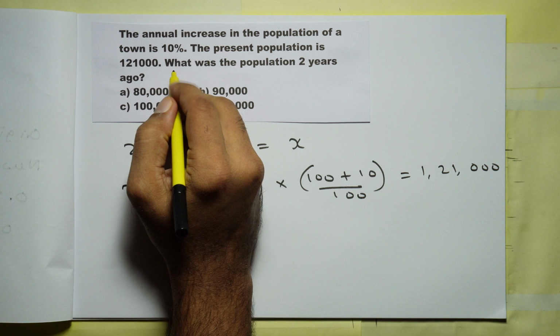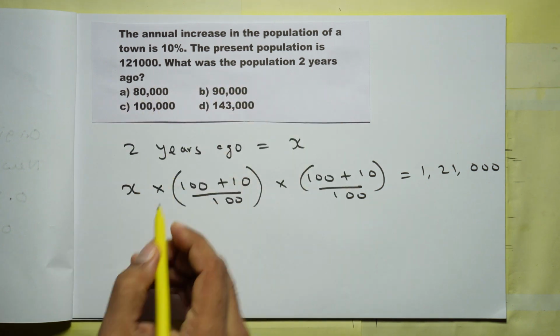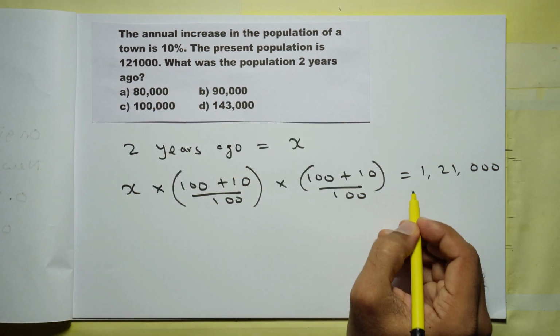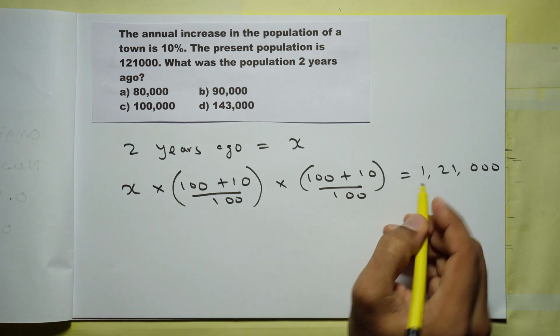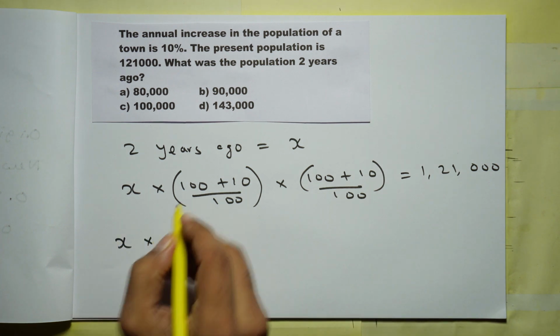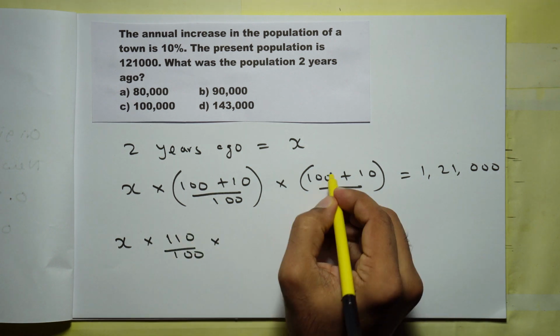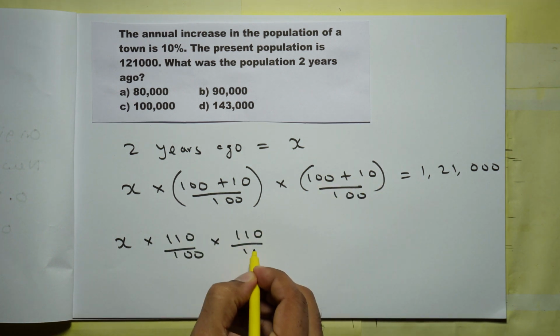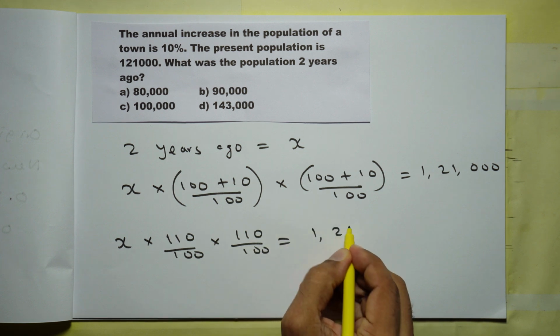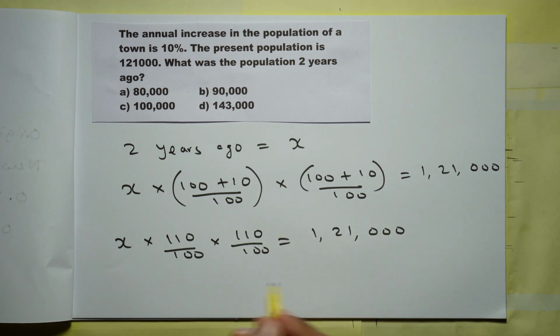1,21,000. Now the question is, what was the population 2 years ago? That is X. So X is what we need to find out. We'll find out from this equation. So that will be X into 100 plus 10, 110 by 100, into 100 plus 10, 110 by 100. That is equal to 1,21,000.